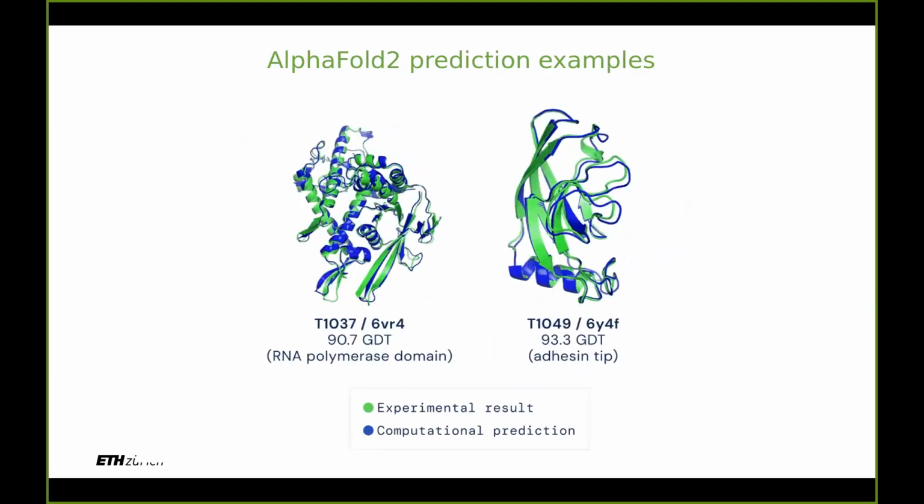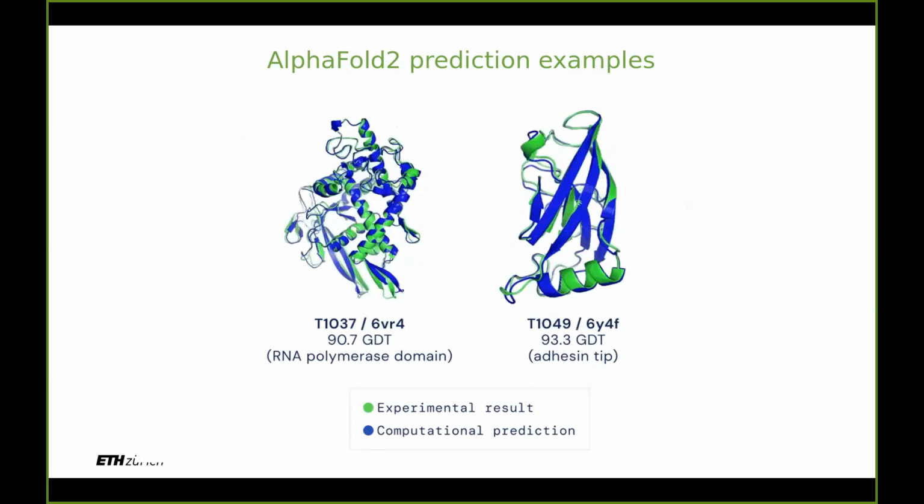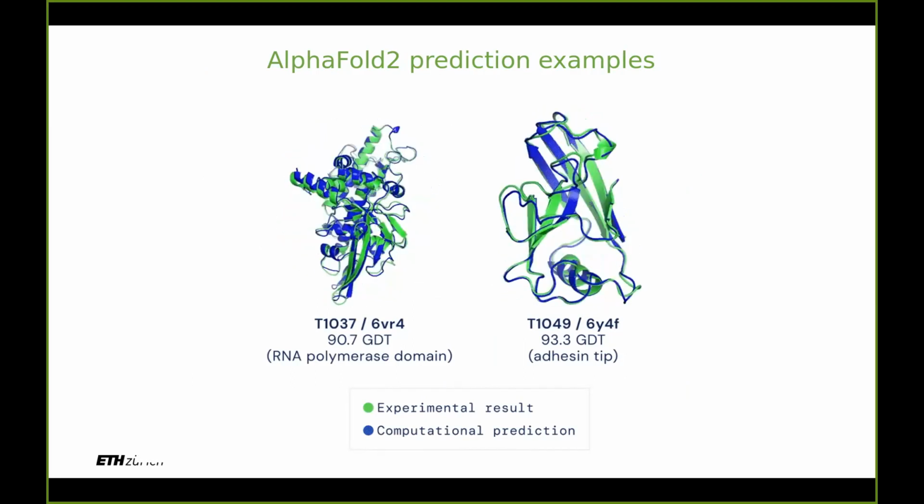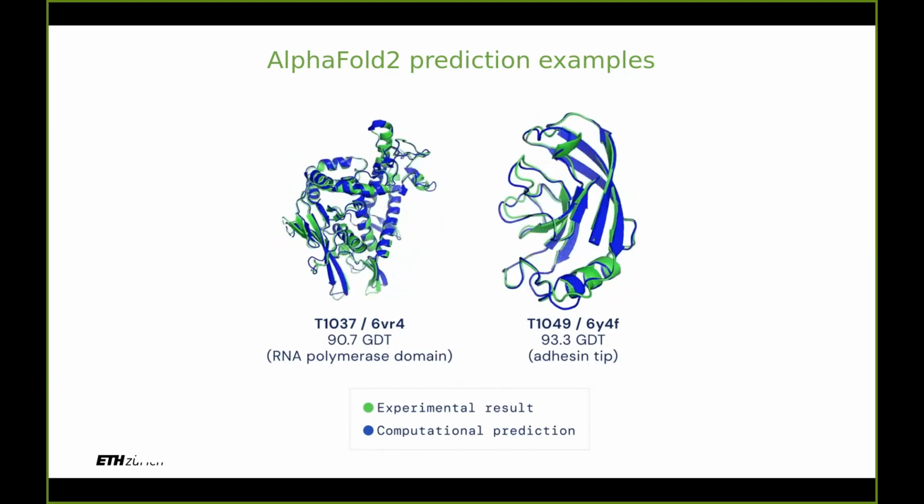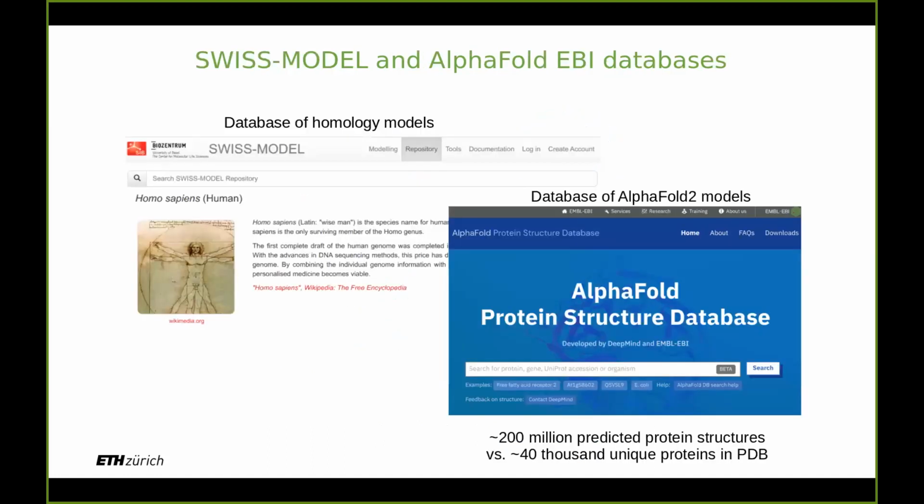Here are just 2 examples. Of course, these are examples that obviously would look good. The experimental result is in green and the computational prediction is blue, and there's almost a perfect overlap between these 2. And so you don't necessarily have to perform these predictions yourself now. There are tools and databases from which you can retrieve either homology models in the Swiss-Model database or AlphaFold predicted structures from the AlphaFold database.